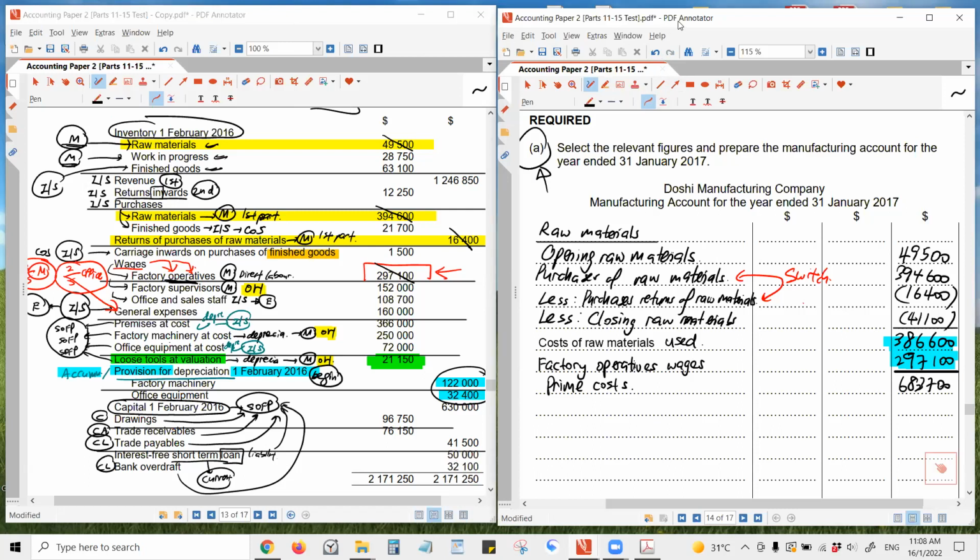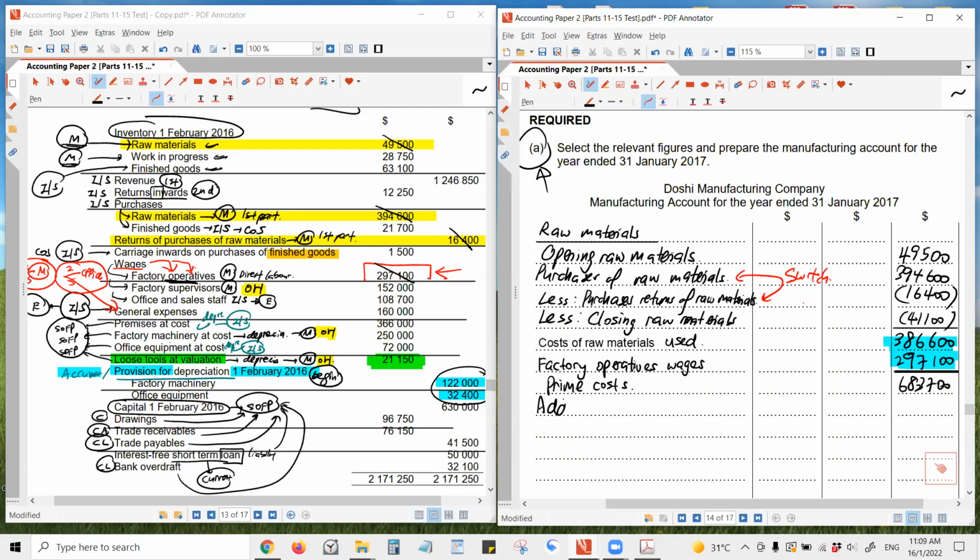Okay. After that, we move on to production overheads. Production overheads are the indirect cost of the factory. Those costs, you can also call them fixed costs. Overheads are also known as fixed costs. Regardless of how many units of goods you produce in the factory, they stay the same. Okay, they are fixed.